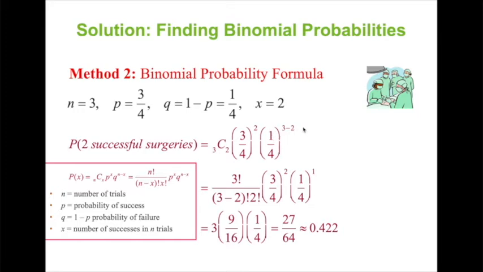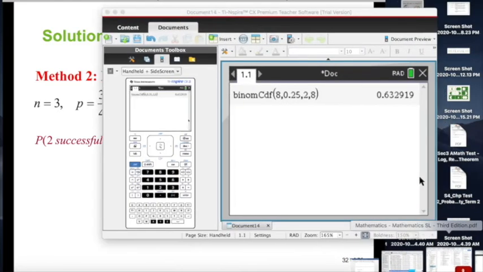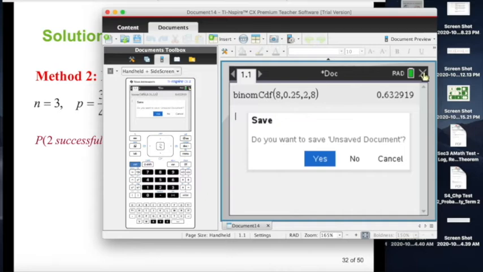Remember the binomial theorem? The powers of these 2 must add up to 3, or n. So therefore we have 3 subtracted by 2, that's equal to 1. Okay, let's calculate this using TI. Let me clear this up first.